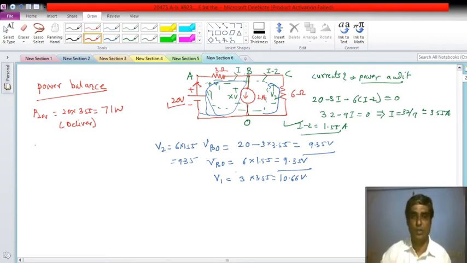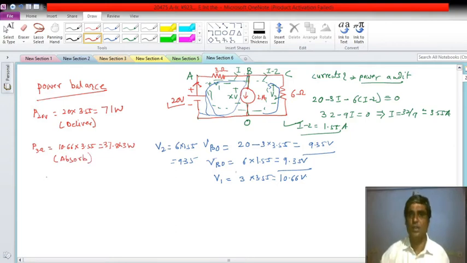So let me calculate. The power absorbed by the 3 ohm resistor will be how much? The voltage drop is 10.66 into current 3.55, it comes out to approximately 37.843 watts. So what is the remark? It will absorb the power, right?